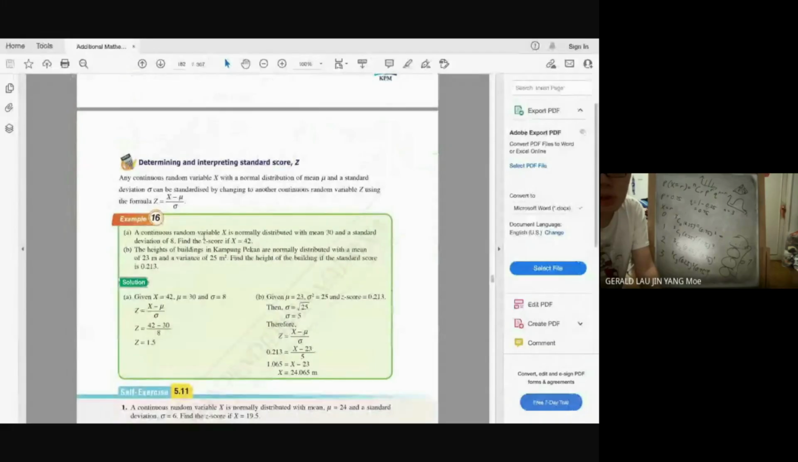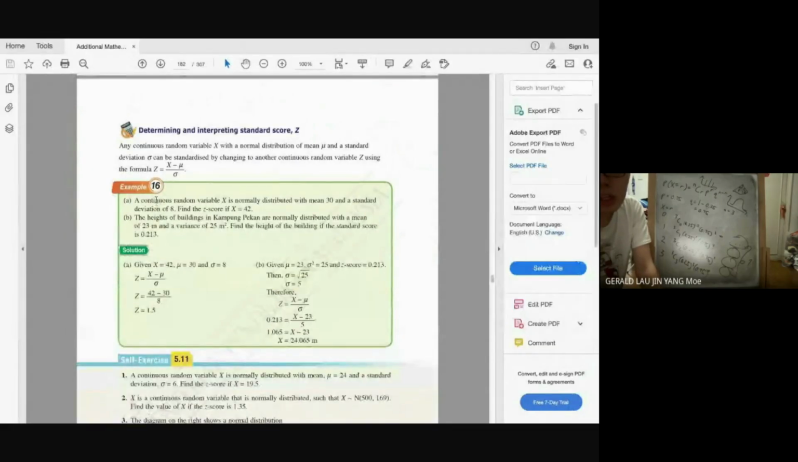Okay, so look at this. A continuous random variable x is normally distributed with mean 30, standard deviation 8. Find the z-score if x is 42. So normal distribution, the x is 42. How to standardize it to the z? Minus the mean, divide by the standard deviation. So you get 1.5 as your z-score.